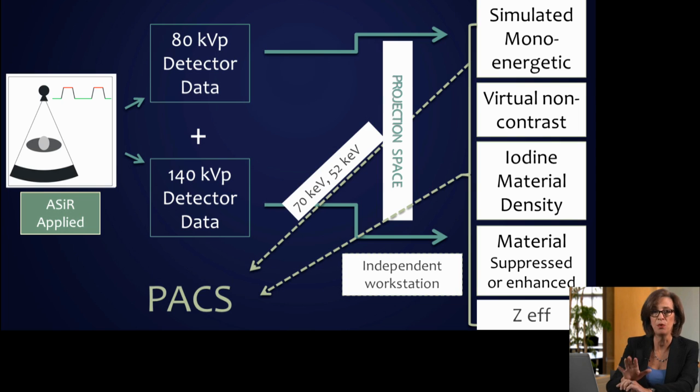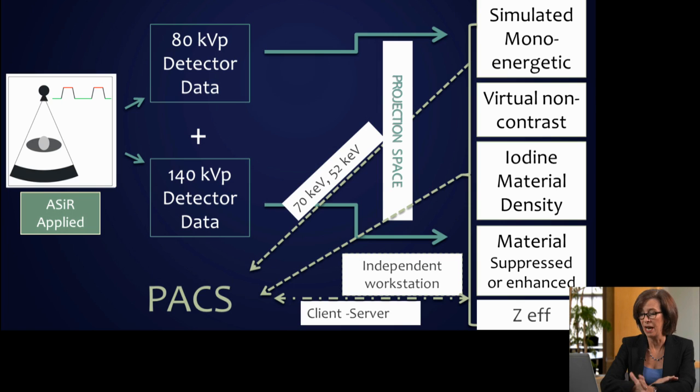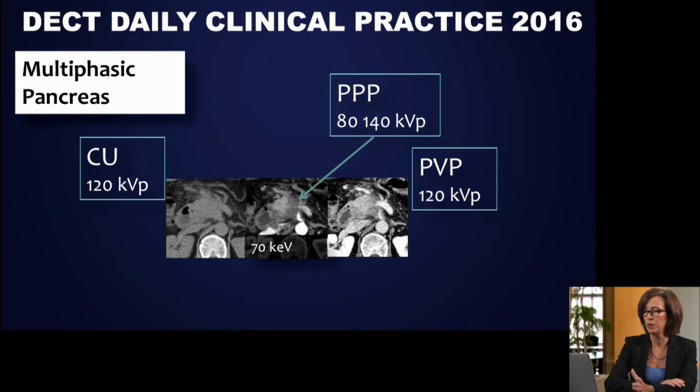So there's nothing you as the radiologist need to do to generate those images, unless you want to, using an independent workstation, if you set it up to have that done directly by your CT techs. Now, we at UAB have the client-server version of the GSI viewer, and that's really helpful if we want to delve deeper into the dual energy information. So what does it look like?